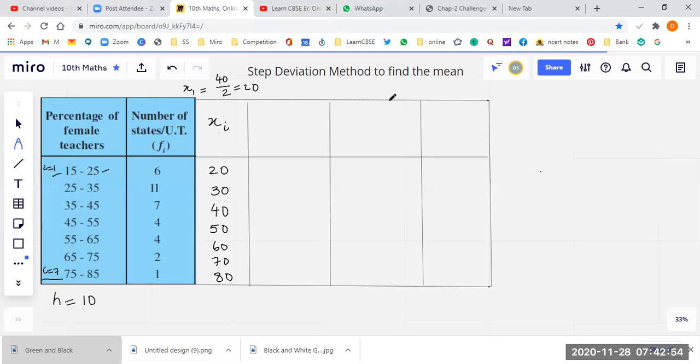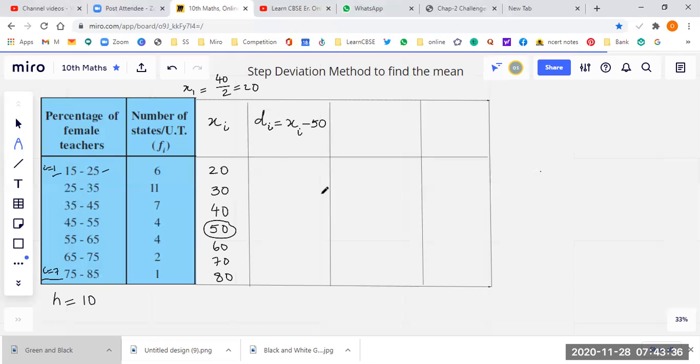Once you are done with the xi, students, now you will assume something to be a, the assumed mean, and subtract that from xi to find the di, just like we have been doing in the assumed mean method. You can assume any value in the middle. So let's say we are assuming 50. Once we assume 50, we subtract 50 from all the values: xi minus 50. Don't do the reverse. Don't subtract xi from 50.